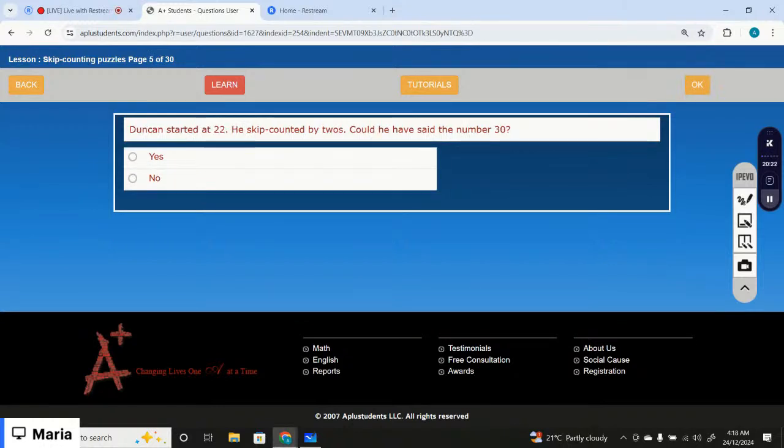Duncan started at 22. He skip counted by twos. Could he have said the number 30? Which is the correct option?